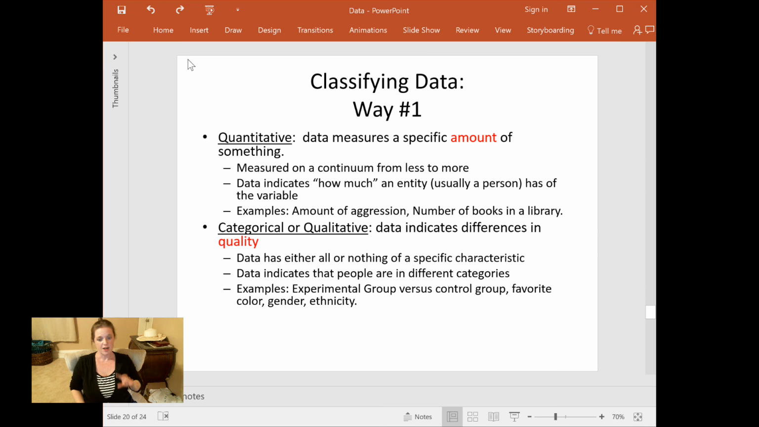So, to review, the most important way to classify data is the one that we've already gone over. Quantitative versus qualitative data. Quantitative versus categorical data.